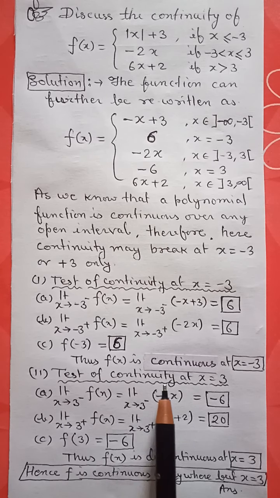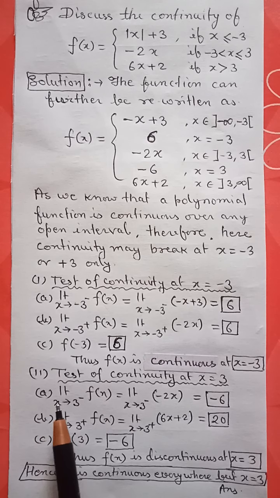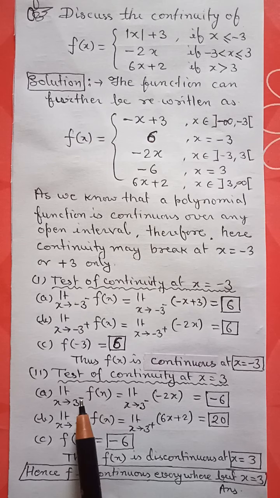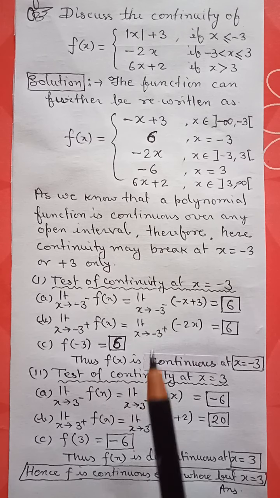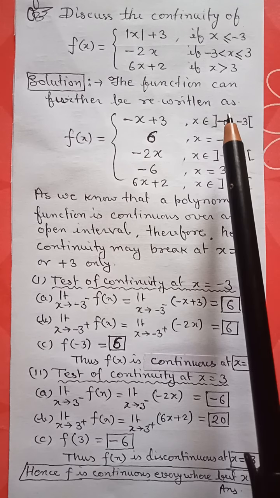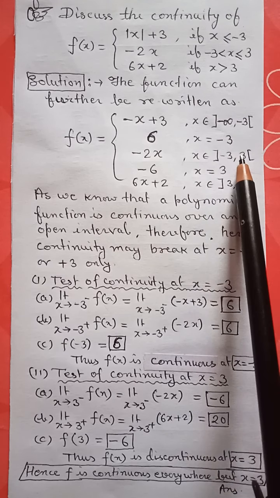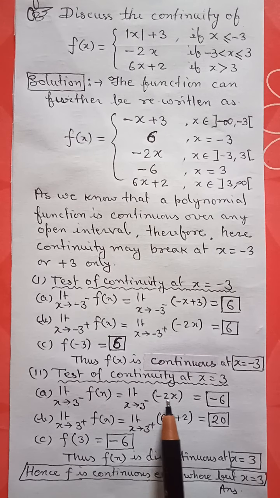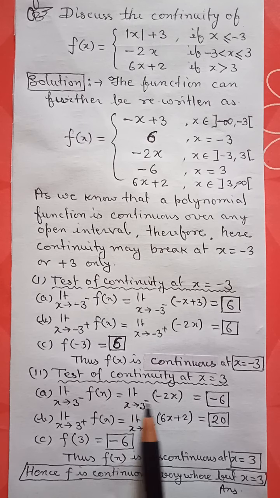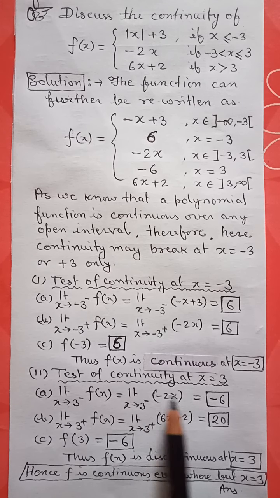Now test of continuity at x equal to 3. Here the left hand limit is the limit as x extends to 3 from the left of f(x), and when x is less than 3, the value is -2x, therefore it is -2x. Putting x equal to 3, the limiting value of this function is -6.